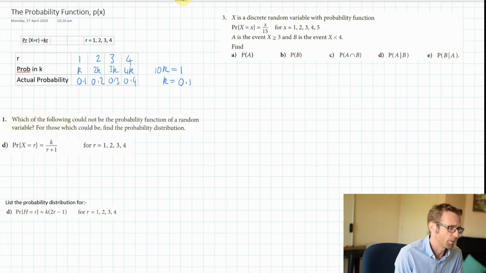Okay, so I've got the probability of random variable X taking value r is k over r plus 1. So let's set up our table here. We'll have r, and the values that we can have are 1, 2, 3, 4. And we know that the probabilities are k over r plus 1. So this one would be k over 2, this one would be k over 3, this one would be k over 4, and this one would be k over 5, the probability.